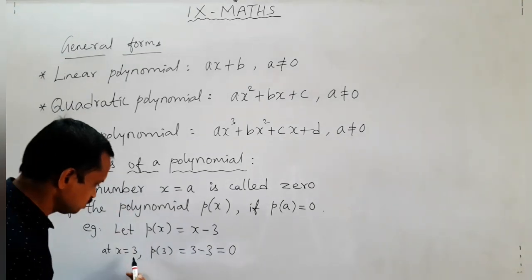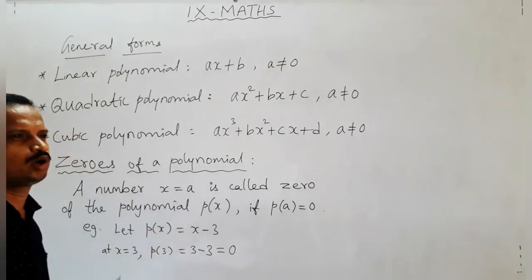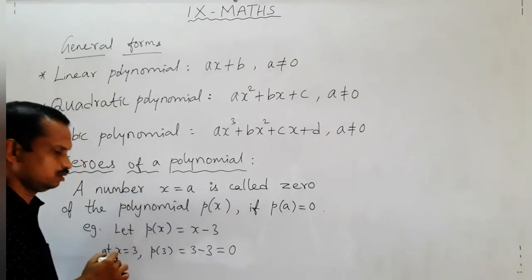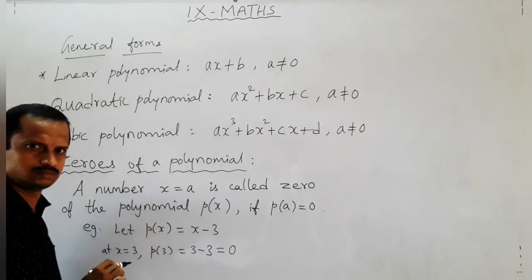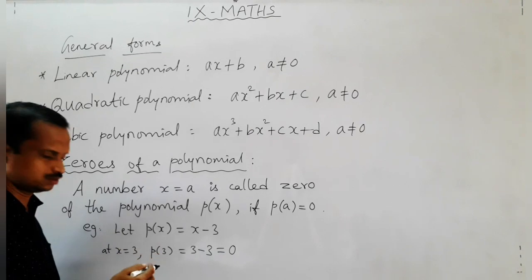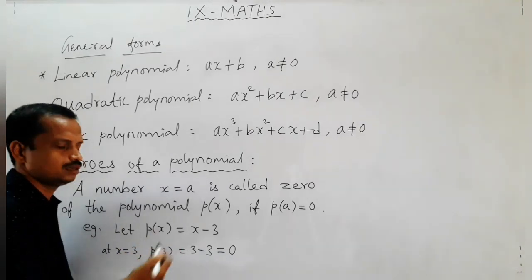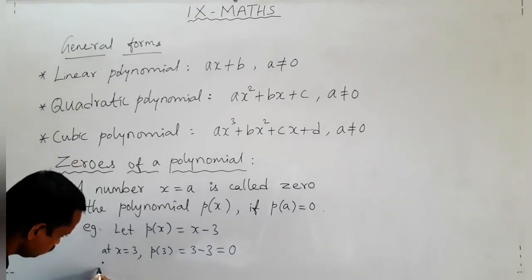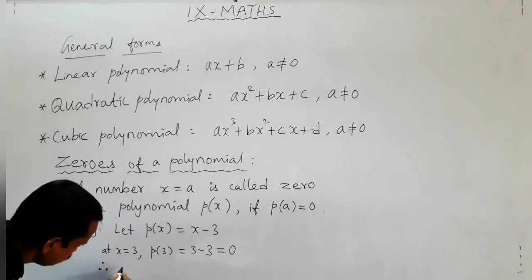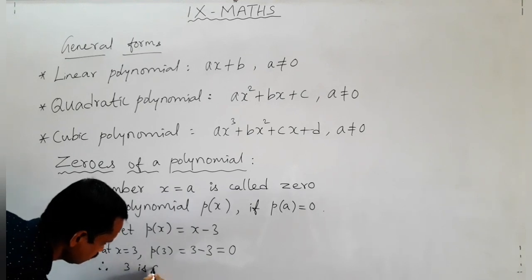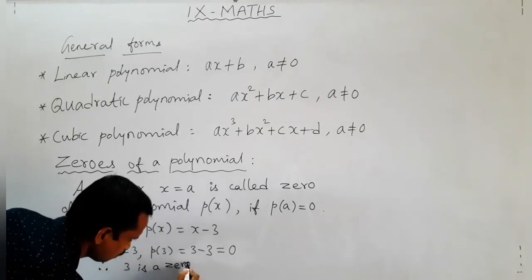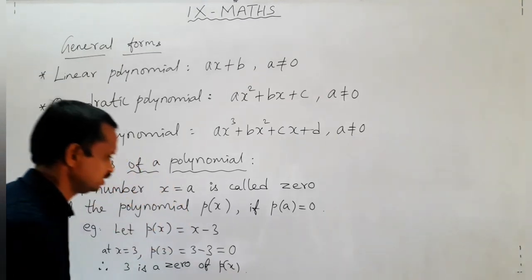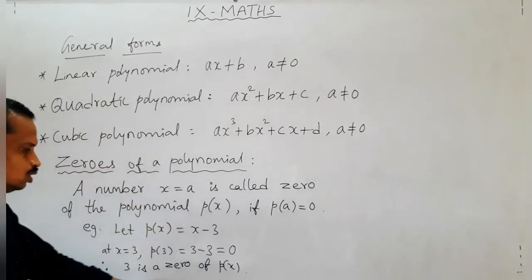Okay. When we substitute 3, which makes the polynomial 0, in this polynomial, when we substitute x equal to 3, then the polynomial value becomes 0. Therefore, we can say 3 is a 0 of P of x. Here the P of x, you know what that is? x minus 3. So 3 is a 0 of P of x.